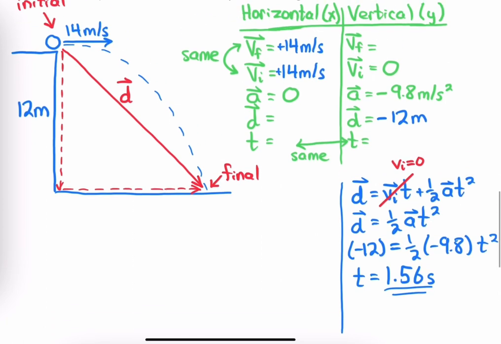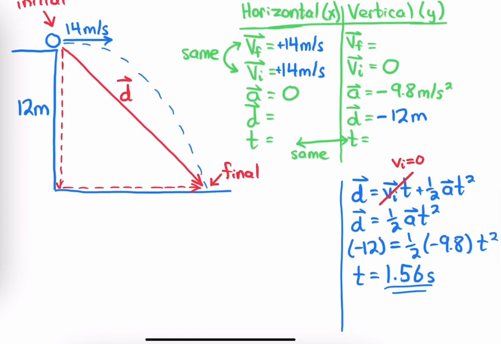So let's look on the horizontal side here. Remember, although I didn't before, I now know time, because these two are the same, and I just found that one to be 1.56 seconds. So time on both sides is 1.56 seconds. So I'm looking for an equation that has d in it, and it's allowed to have anything else, because I know everything else at this point. So probably the one that's going to be easiest is this guy, because I don't have to rearrange it.